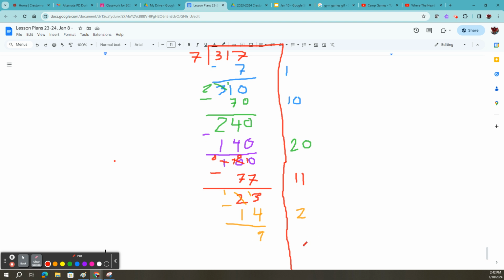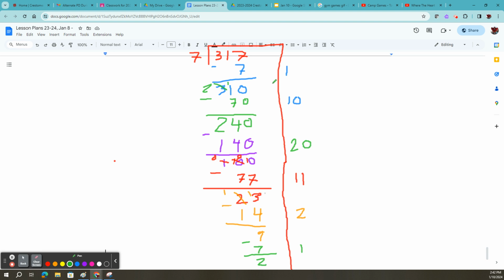I'm not going to go 7 times 2, because that would be 14. That's too big for 9. So I'm going to go 7 times 1. 7 times 1 is 7. Subtract that. 9 take away 7 is 2. Now, while we didn't reach 0, this is the end because 7 is smaller than 2. I can't fit it in anymore.